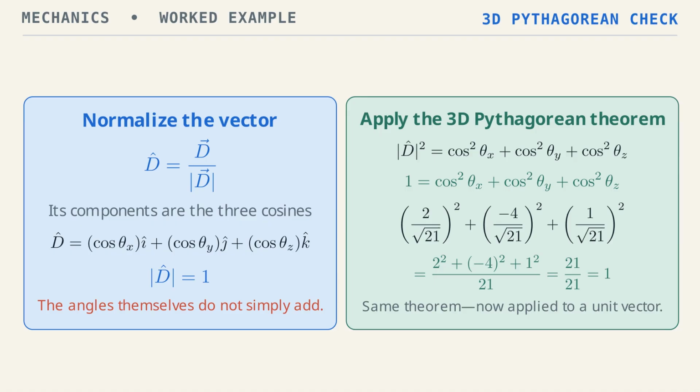From the relationships we just used, its x, y, and z components are cosine theta x, cosine theta y, and cosine theta z. Because d hat has length 1, the three-dimensional Pythagorean theorem says that the squares of those components must add to 1. Here that is 2 squared plus -4 squared plus 1 squared, all divided by 21. The result is 21 over 21. This is not another formula to memorize. It is the same Pythagorean theorem applied to a normalized vector.